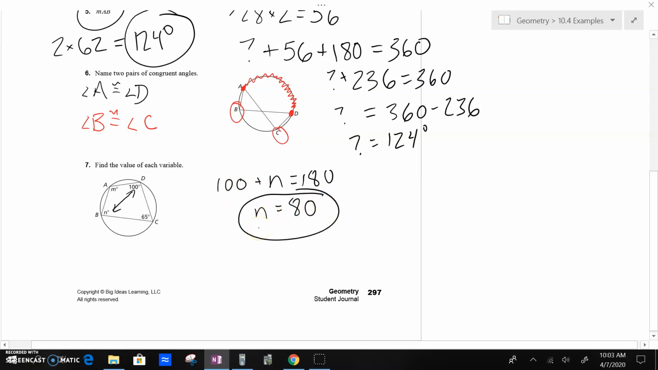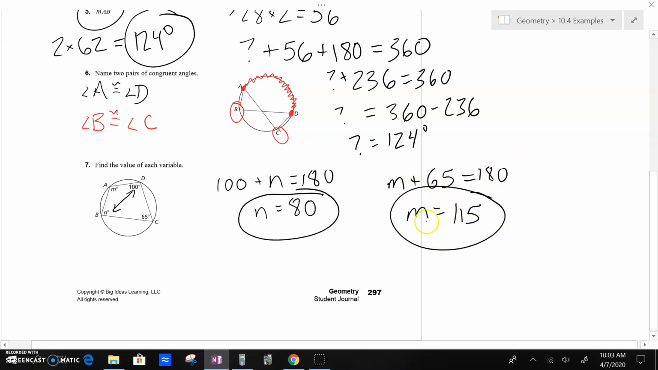And the same relationship is going to hold with m and 65. Those two are across from each other. They have to add to 180. And if we subtract the 65, what would that give us? 115. So that's just taking that idea that these opposite angles need to add to 180 degrees. And that's really it. There's nothing more going on with that one.